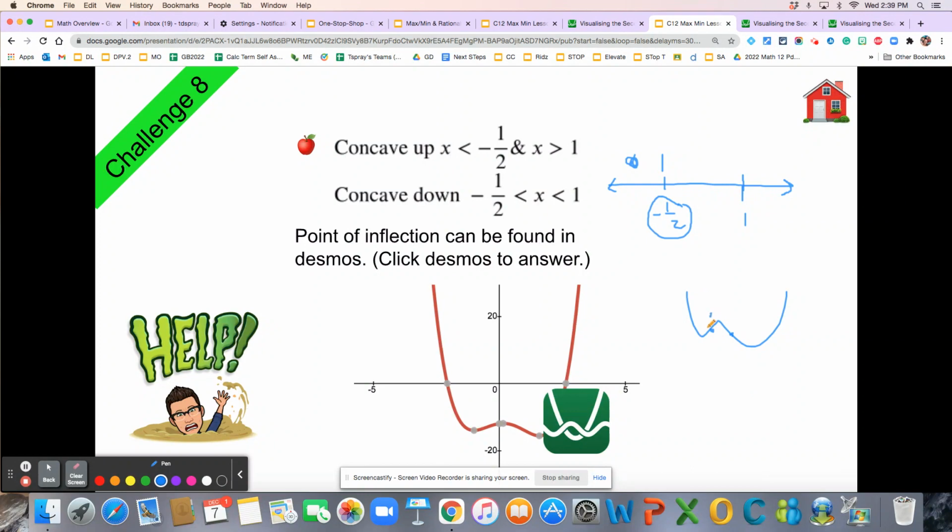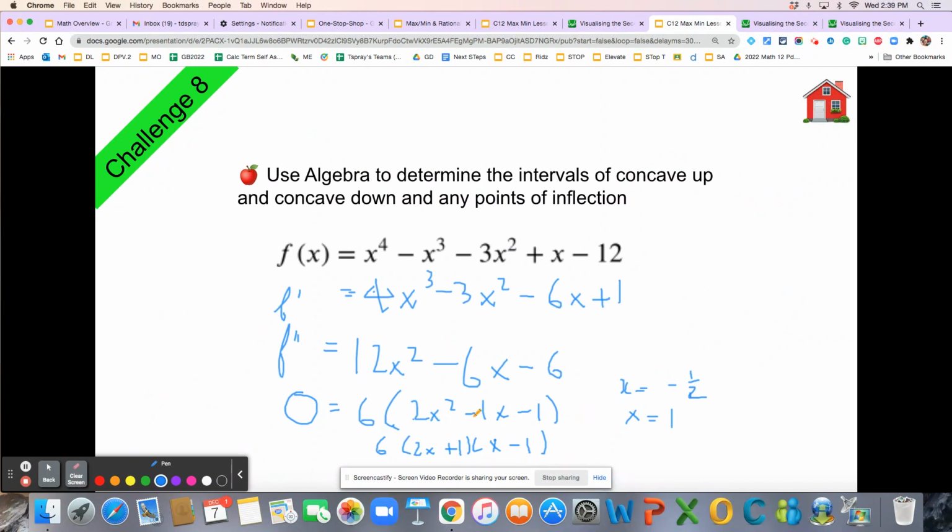Since I know what this graph looks like, I know that it's going to be concave up when x is less than -1/2, and it's going to be concave up when x is larger than 1. Okay, so that would be an important observation. So if we went back here, we're going to leave it at that.